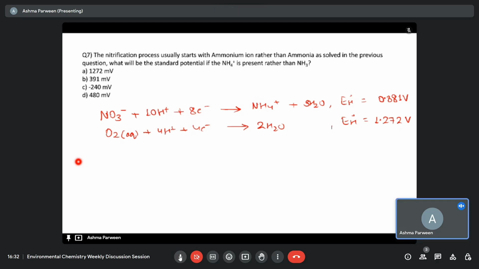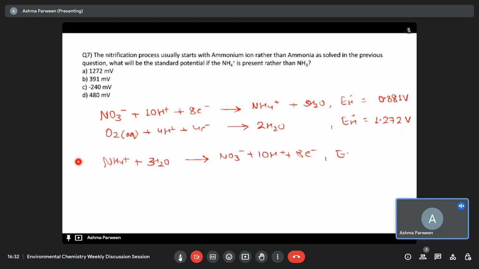So let's see how to solve this question. There is nitrification of ammonium to nitrate. So we will reverse the first reaction. It will be NH4 plus 3H2O. It will get oxidized to nitrate plus 10H plus and 8 electrons.